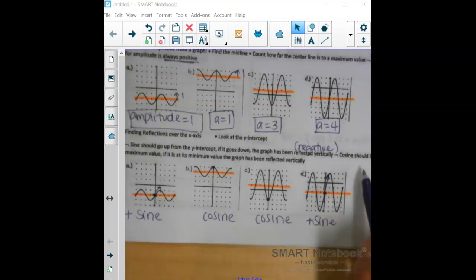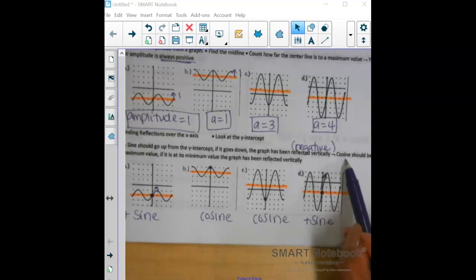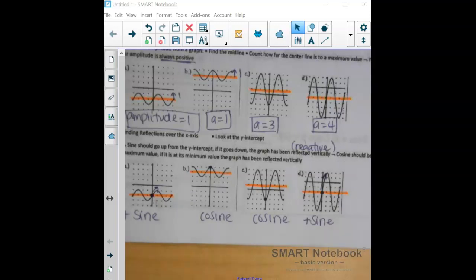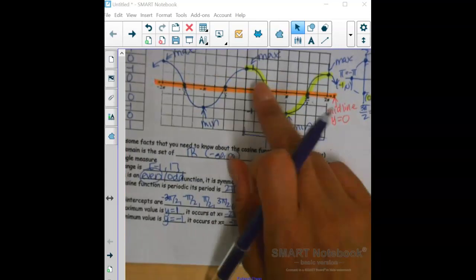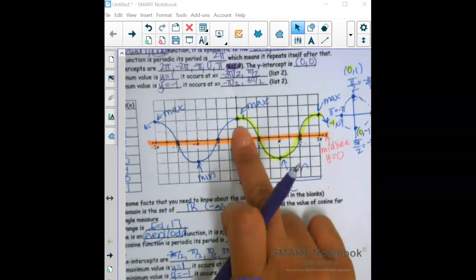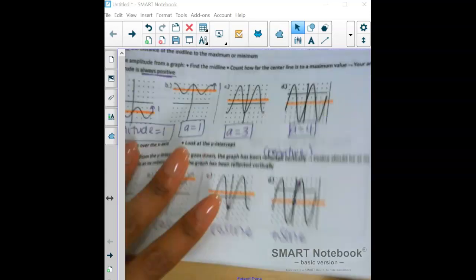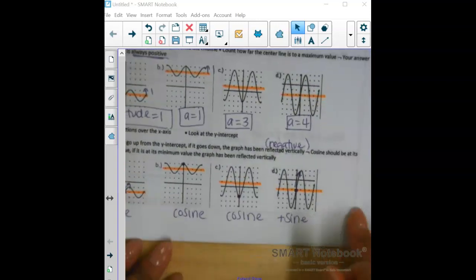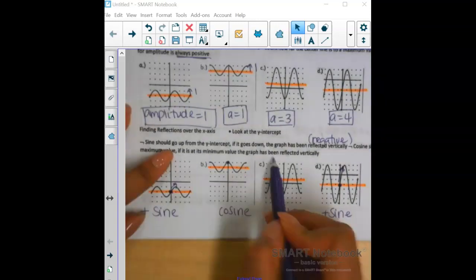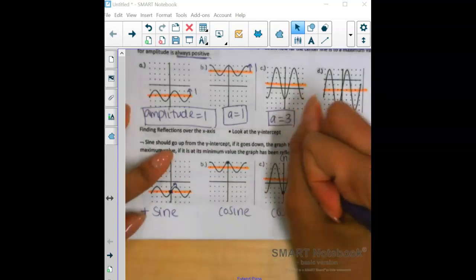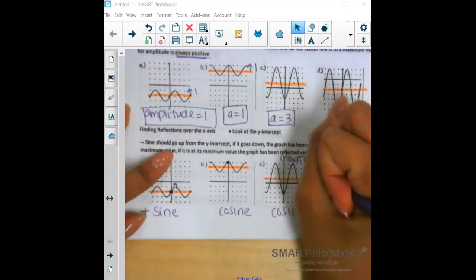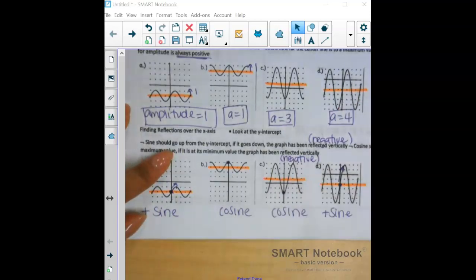Okay, Valeria. Go ahead and read the second part. Cosine should what? Okay, so let me stop you there. It said cosine should be at a maximum value. If you look back on that first page, cosine at a maximum value, that's where it started. So if it's starting at a maximum, it should be a positive. Go ahead and read the last part, Valeria. When it says that it's reflected vertically, guys, that means that it's negative.